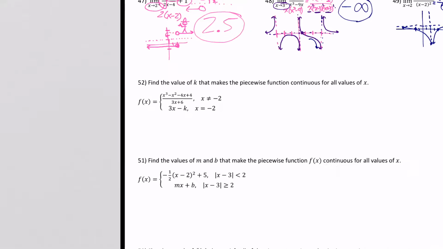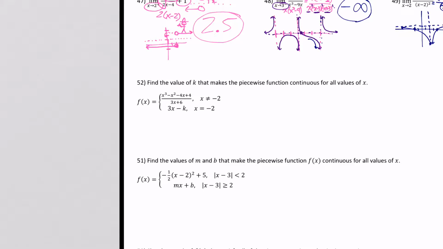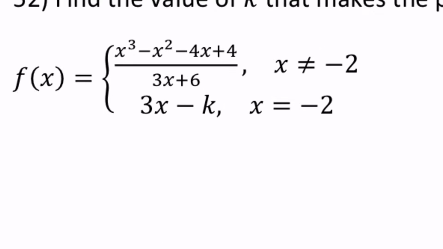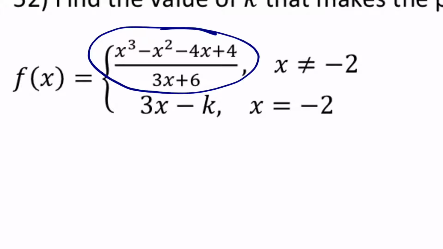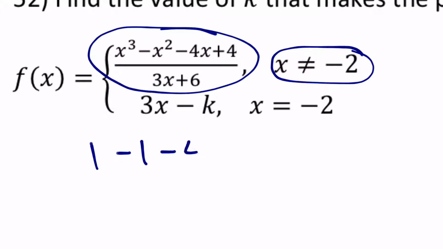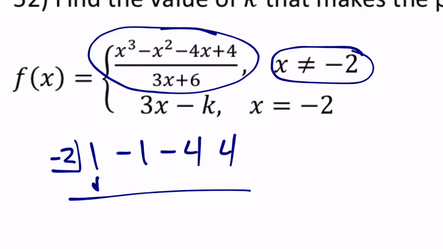Alright, problem 52. Find the value of k that makes the piecewise function continuous for all values of x. Why is it not continuous? Well, because this thing has a hole in it at the x value of -2. So let's divide out that hole. So synthetically divide, quickest way to start: 1, -1, -4, and a +4. You could absolutely factor that numerator by grouping, but division is going to be way quicker. So divide out the -2 and see what's left.